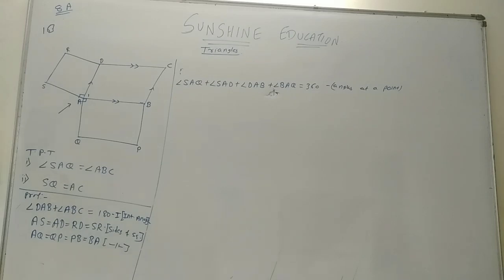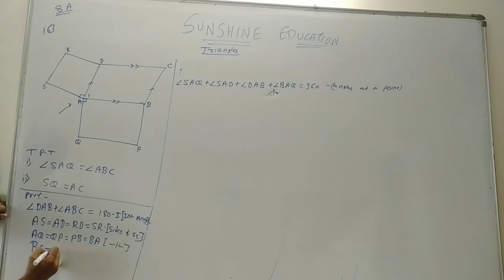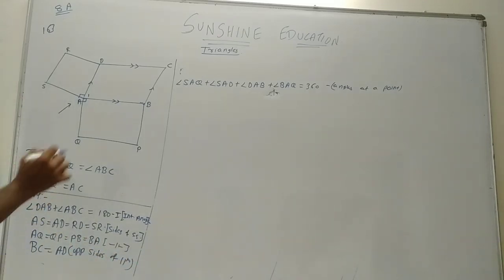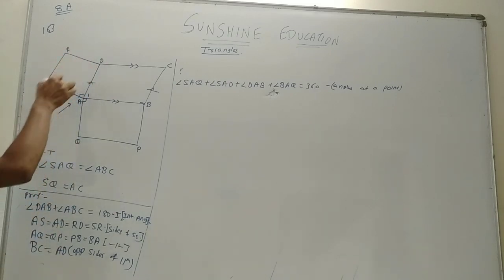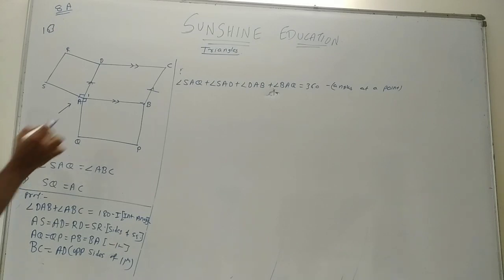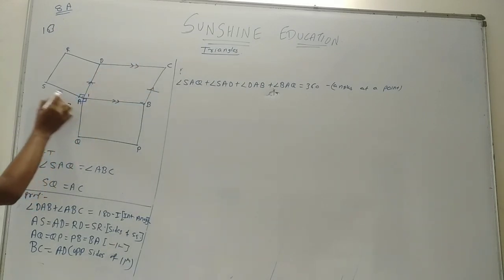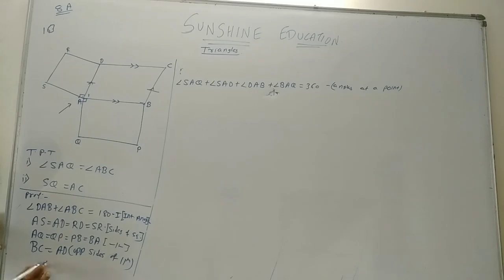Same reason. And we know that BC is equal to AD, opposite sides of a parallelogram. See, BC is equal to AD and AD is equal to all these sides. So I can say that BC is equal to AS. That will help me, that's why I am writing it.